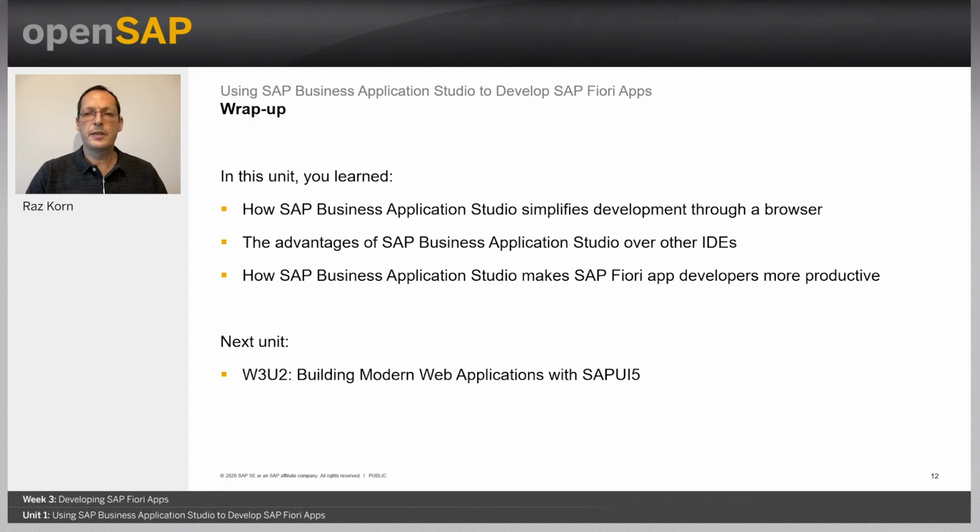So in this unit, we covered the topic of SAP Business Application Studio, a development environment from SAP for efficient development of business applications for the intelligent enterprise. It is available on AWS, Azure, Ali Cloud, and you can also try it out on SAP Cloud Platform trial environment. Thank you for watching this unit.